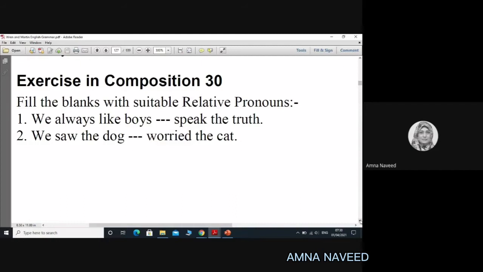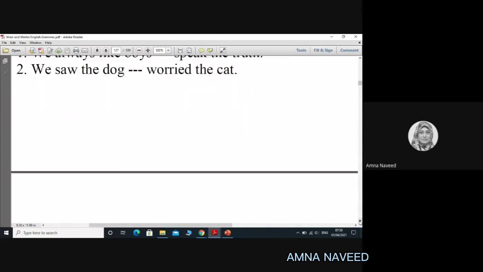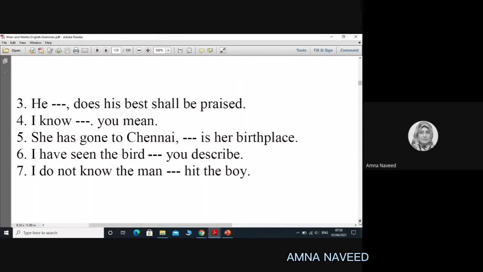Yes, if you have to talk about the animals, you will definitely use a relative pronoun which, right? So, sentence number one, we have discussed it as we always like boys who speak the truth. Second sentence, we saw the dog dash worried the cat. Yes, you are right. It can be which and it can be that as well.